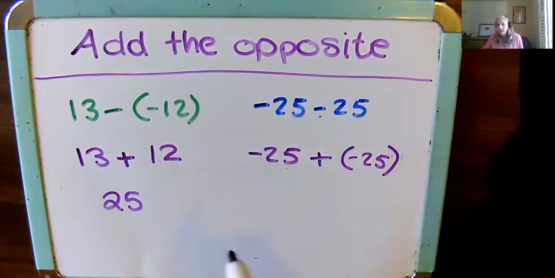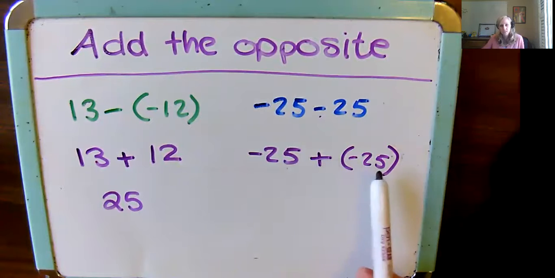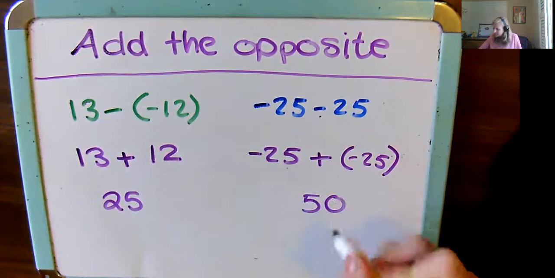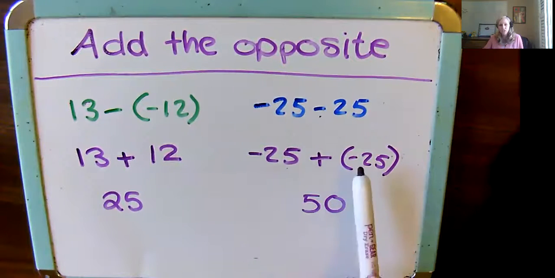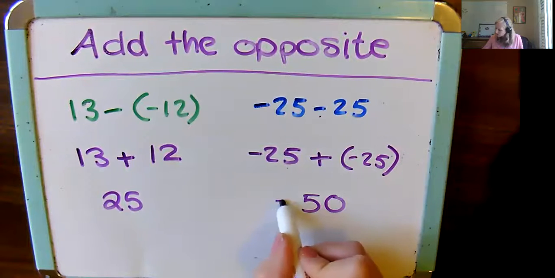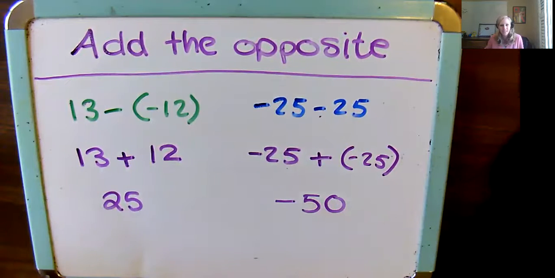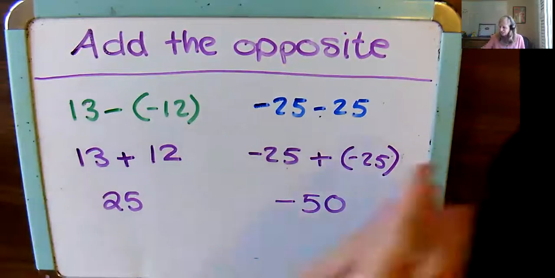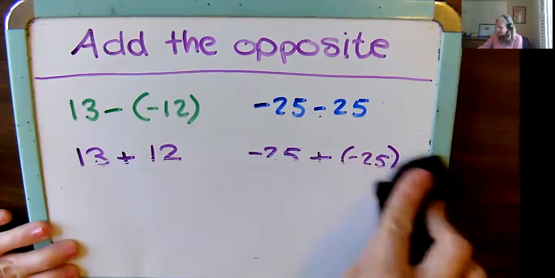-25. And now we have -25 plus -25. Same signs, add and keep. So 25 and 25 is 50. This is a negative integer. So we have to keep the negative sign. -25 minus 25 is -50. Okay, let's keep going.